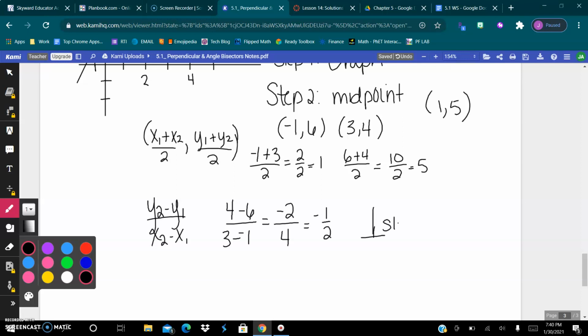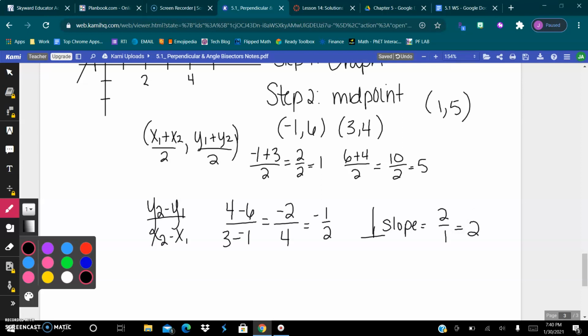Now, remember, perpendicular slope is that we flip this fraction, so it would become 2 over 1, and then we make it opposite. So this one, the negative 1/2, that was negative, so our perpendicular slope has to be positive. So that's 2.